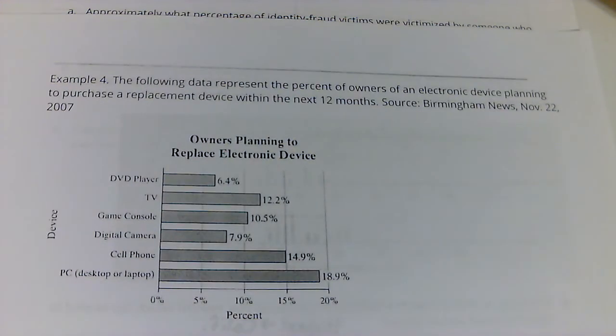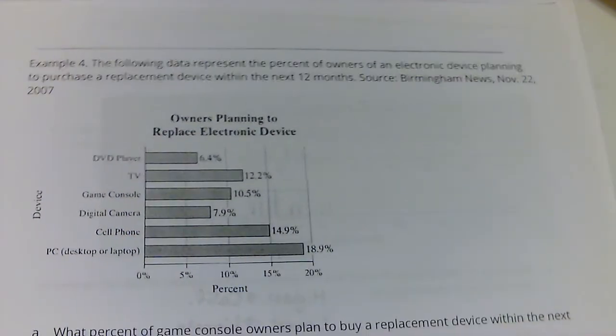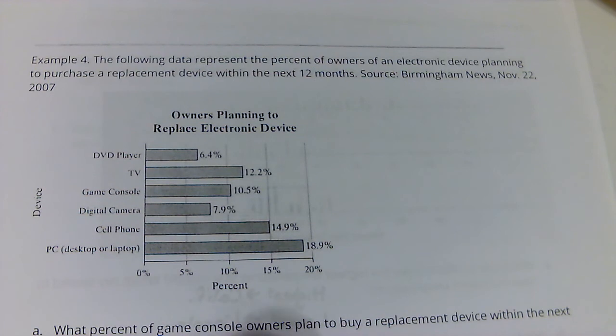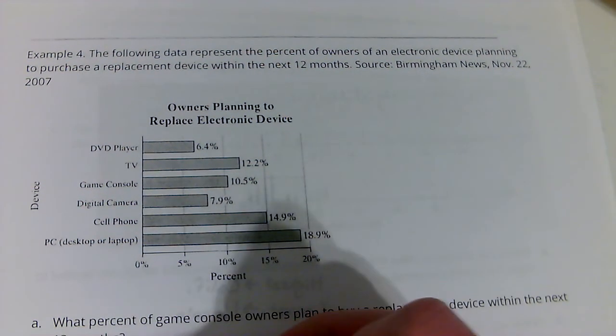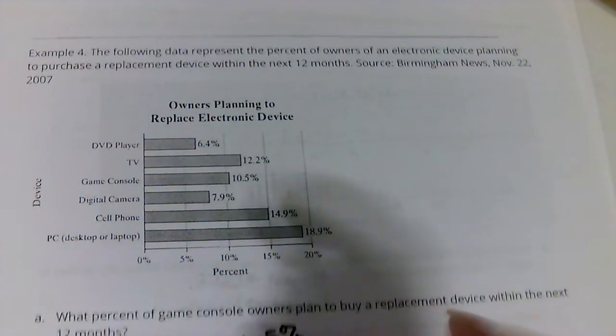The following data represent the percent of owners of an electronic device planning to purchase a replacement device within the next 12 months. Now I invite you to try this example and the next example, so press pause, try them, come back, and see how you did. What percent of game console owners plan to buy a replacement device within the next 12 months? So game console owners, that's 10.5%.